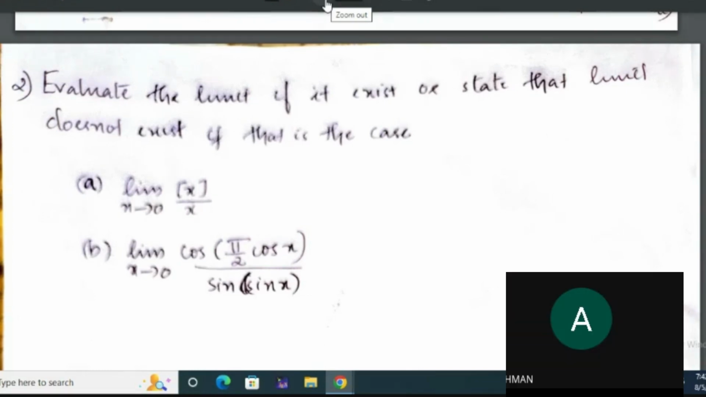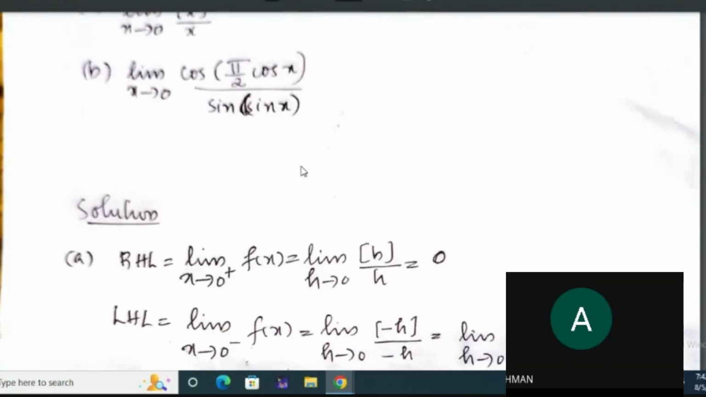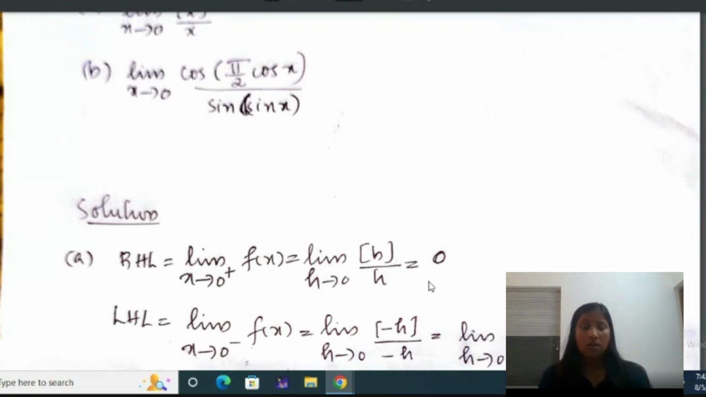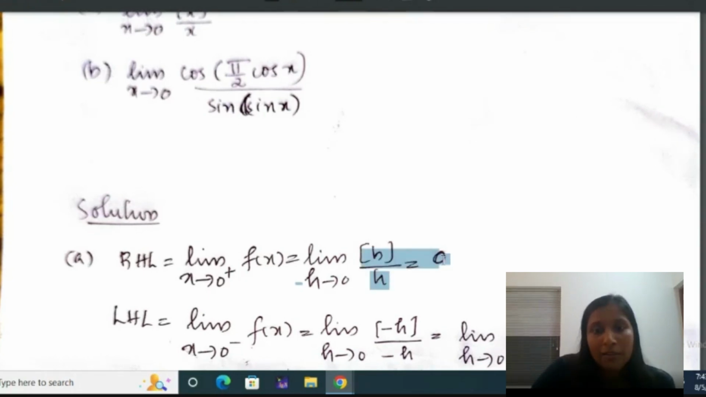When x approaches from the left, it moves towards minus 1, so we get minus 1. When x approaches from the right, it moves to 1. No, this is 0. So the right hand limit, that is limit x tends to 0 plus f of x, that is limit h tends to 0 of greatest integer function of h by h. The values immediately to the right of zero, the greatest integer function's value will be zero. So the whole function value will be zero, so the limit will be zero.